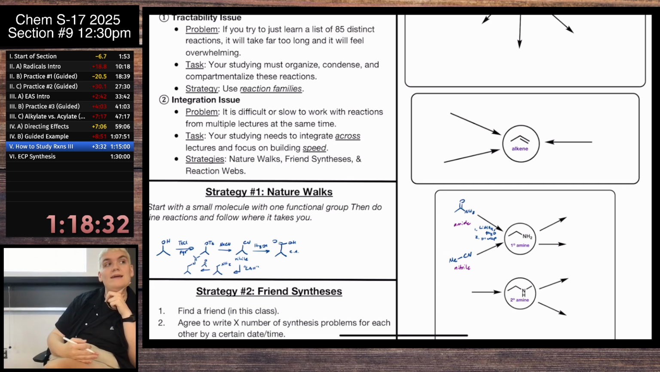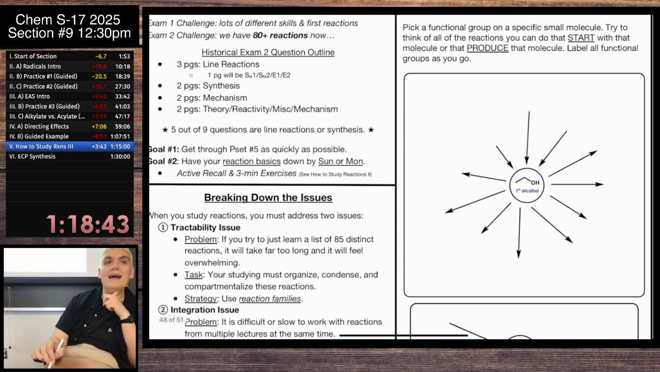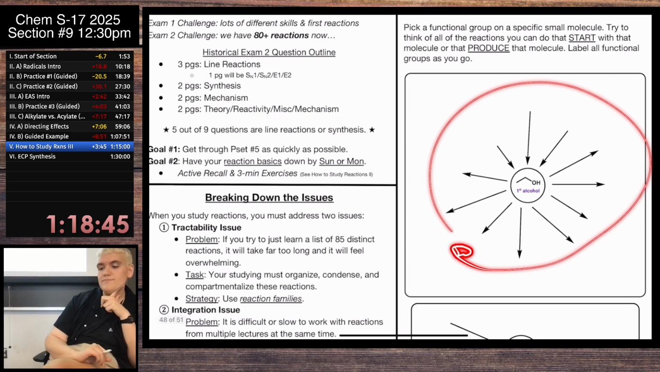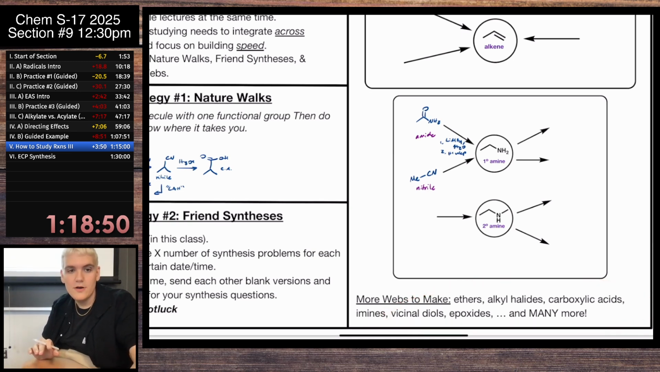Once you've identified all the ways to make these functional groups and all the things you can do with them, then template it, make a blank version, and then test yourself. Can I think of all the reactions? I think some of these, like alcohols, would be great to do, and you can do them for almost any functional group. But with that in mind, let's look at a hard synthesis.